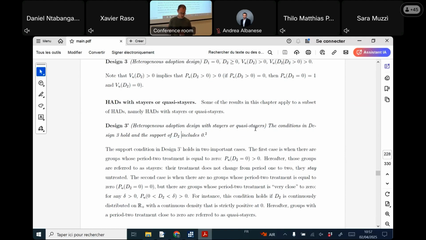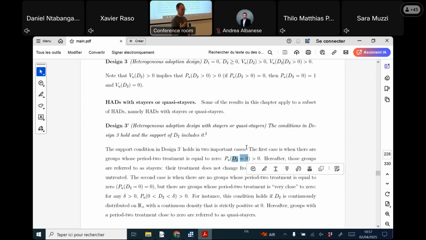So there are going to be 2 leading cases where this assumption holds. The first one is the case where we have stayers, meaning that we have a strictly positive probability of having some units that are untreated at period 2. We have a strictly positive fraction of the population that remains untreated at period 2. And we're going to call those groups the stayers, because they were untreated at period 1 and they stay untreated at period 2.